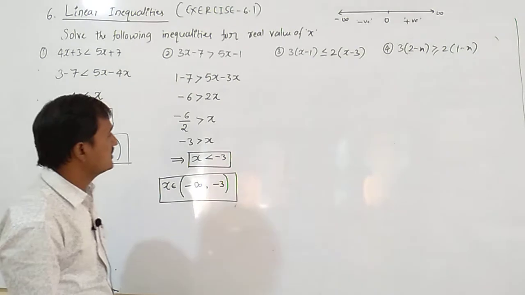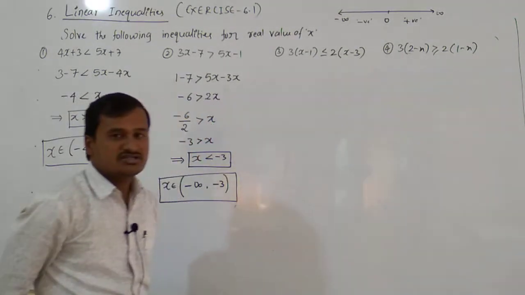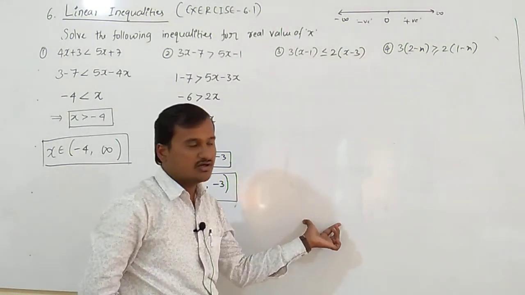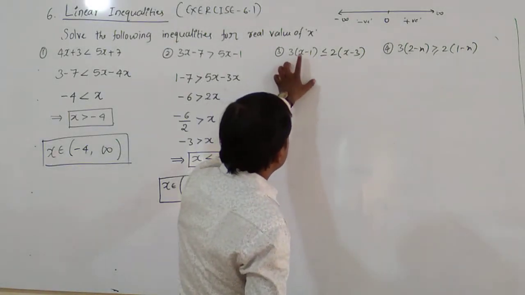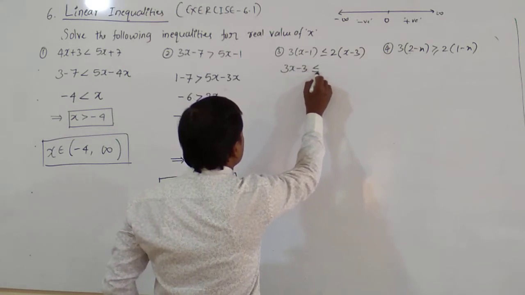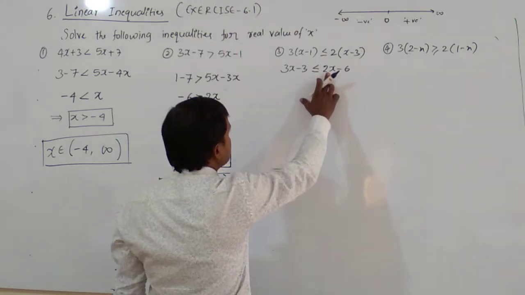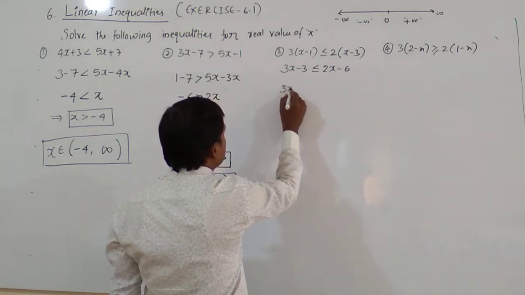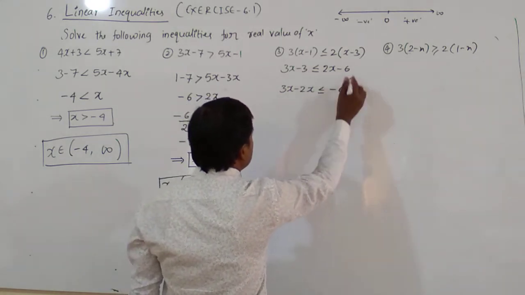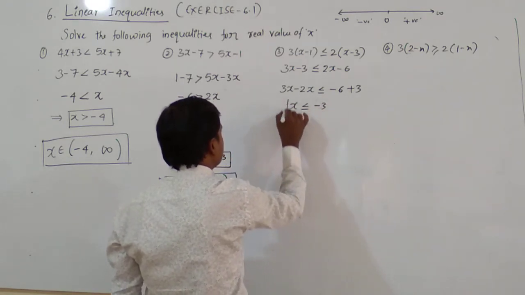Okay, next this one. Now again it is less than or equal to, so the final answer will have the closed interval. First we should multiply this 3 to these terms. So what do you get? 3x minus 3, and here how much do we get? 2x minus 6, right? Take this 2x to this side, so it becomes 3x minus 2x which is less than or equal to minus 6 plus 3, right? So x is less than or equal to minus 3.